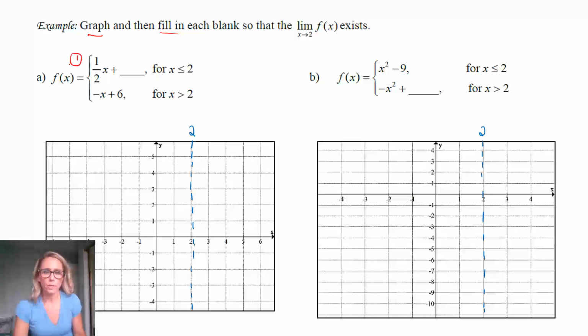For the first one, we have 2 pieces. We have piece 1, piece 2. Notice that piece 2 is complete. It is a linear function, negative x plus 6, and that is for anything greater than 2. Because it's a line, I know that it's continuous and it just keeps going in either direction along the whole plane. So I want to graph this for anything greater than 2, but I also know that greater than 2 means it could be 2.000000001.